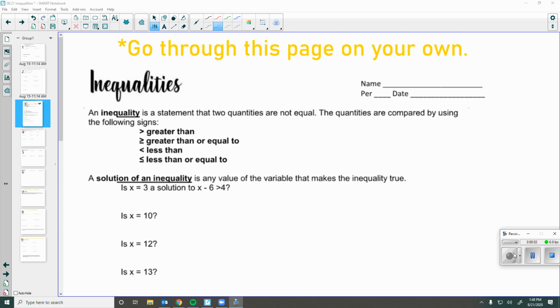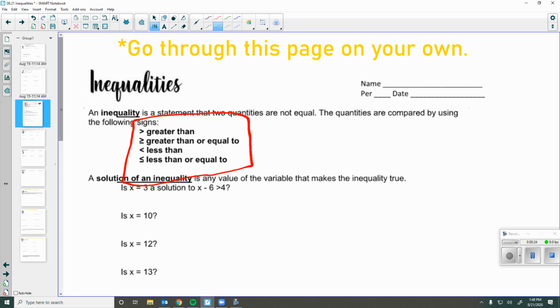Okay, so we're going to work on solving inequalities, and solving an inequality is exactly the same as solving an equation. It's just that we have these symbols we have to worry about, and there's only one situation that matters, where the inequality sign will change direction. So we have greater than or equal to, less than, and less than or equal to.